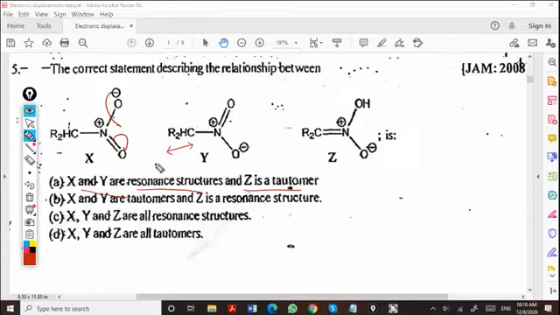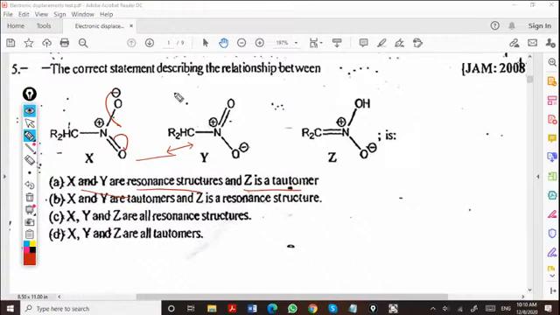Other than that, if a charge distribution is going to happen, they are said to be resonating structures. Okay, so here charge is going to distribute from one place to another place. So these two are resonating structures.